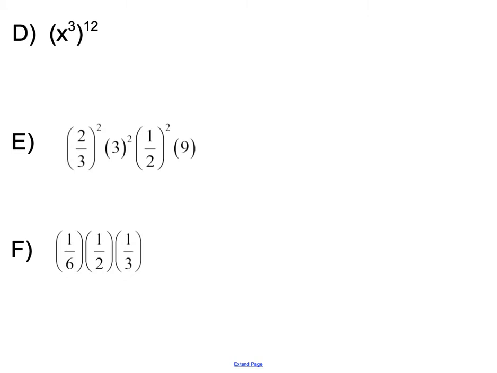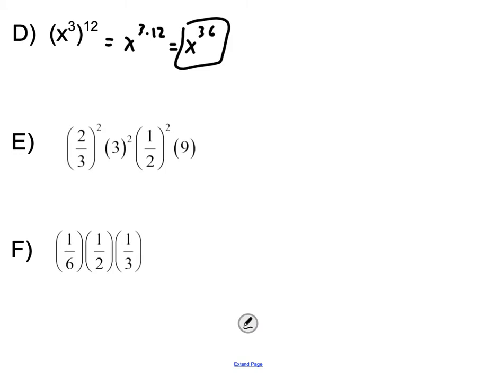So again, we have a power to a power. So what do you do when you have a power to a power? You just multiply those together. So we get x to 36.